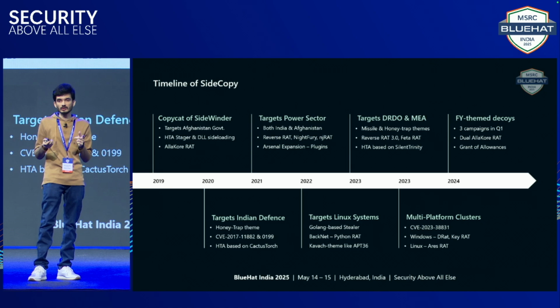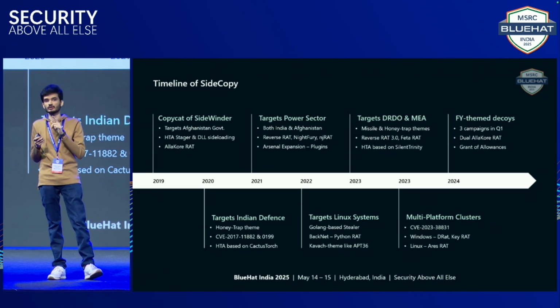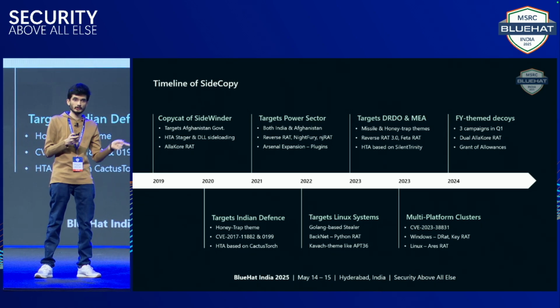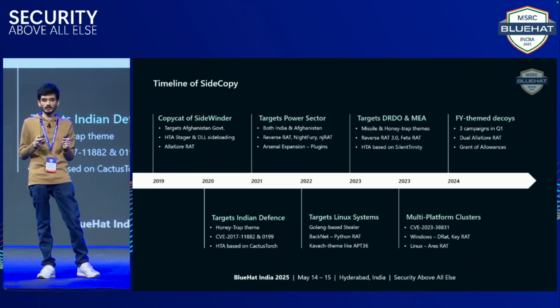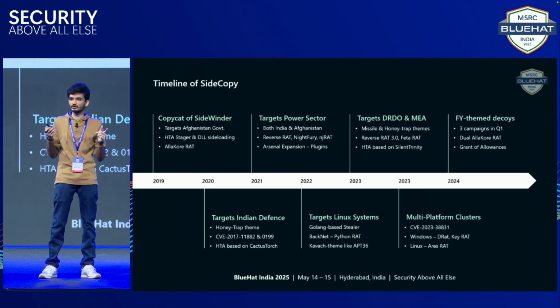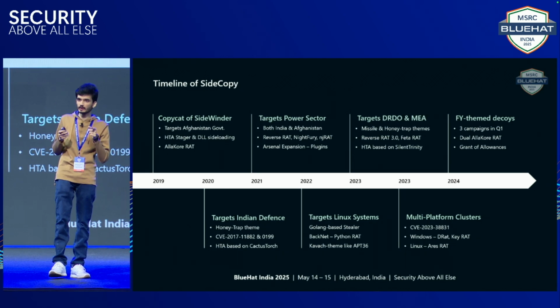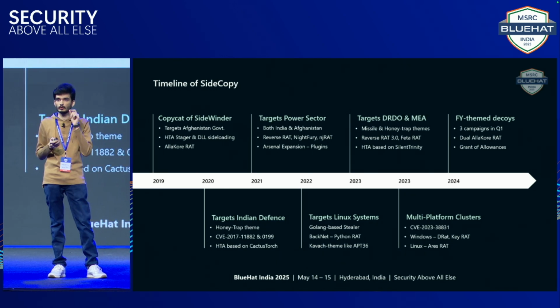And in 23, we saw for the first time multi-platform clusters, where it started to target both Windows and Linux-based platforms simultaneously with new in-house remote access Trojans. And now we will look at some of the previous clusters from 23 and 2024.